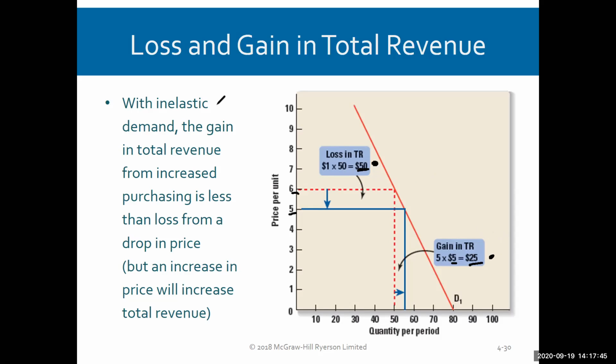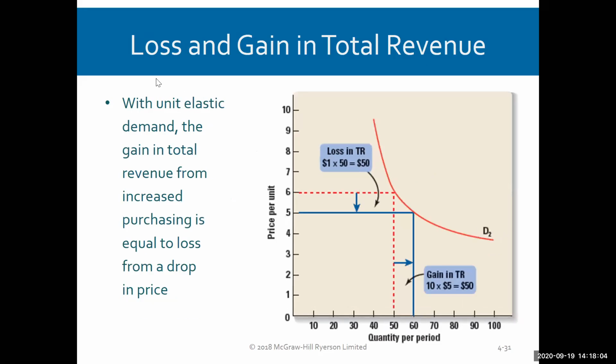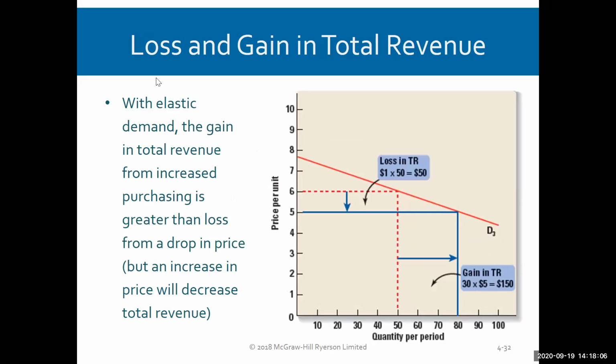So if it's inelastic and you lower your price, you're going to lose revenue. We know that. The cell phone is inelastic. Let's get the companies to raise their price on cell phone plans, then they gain total revenue, not us. So let's take a look at the elastic one, shall we? I'll click ahead, 2 clicks, and this is the elastic curve that we're looking at, and we'll drop the price by the same amount. Well, with elastic demand, the gain in total revenue from increased purchasing is greater than the loss from the drop in price.